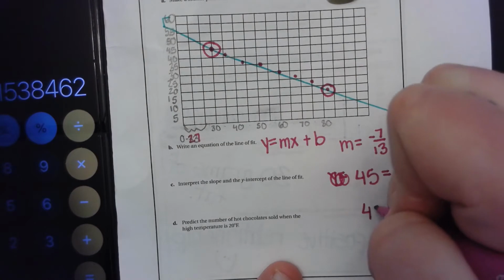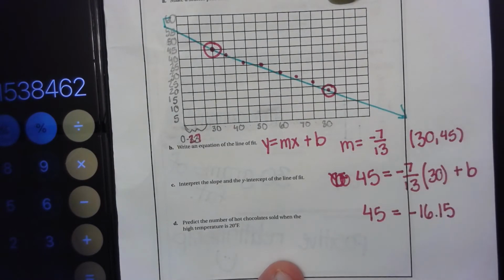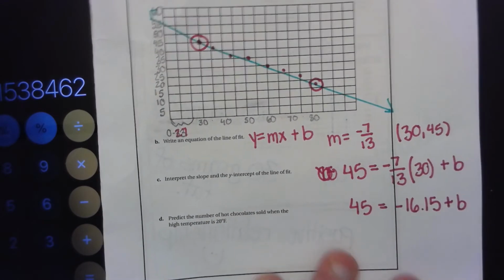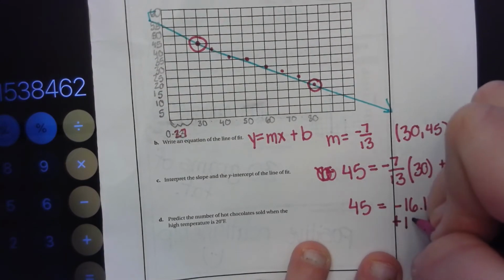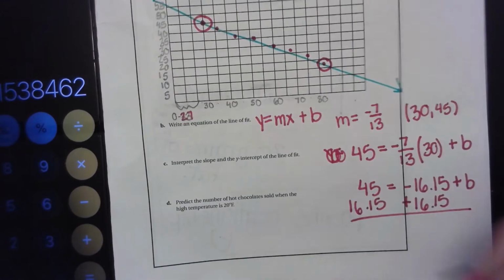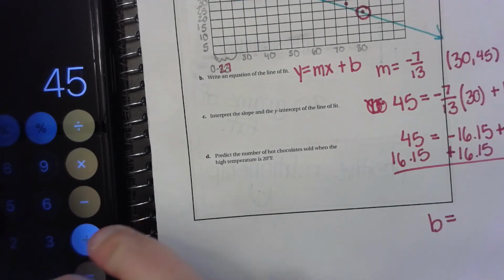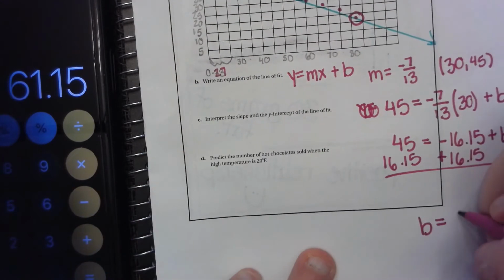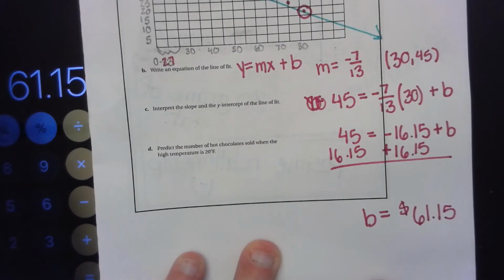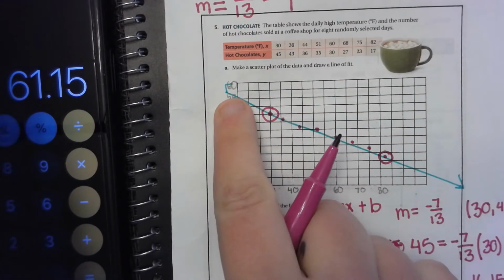Which gives us 45 equals negative 16 and 16 and 15 hundredths plus b. Now I've got to get rid of this, so I'm going to add 16.15, and then you end up with b equals 45 plus 16.15 to get a total of $61.15 for my y-intercept.